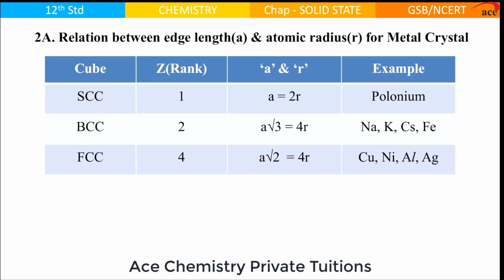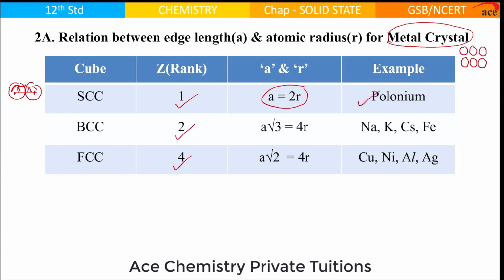Another set of formulae that you should be aware of is for metallic crystal. Remember, when you deal with metallic crystal, all the spheres are of the same size. If all the spheres are of the same size, then those crystals are called metallic crystals, where SCC rank is 1, BCC rank is 2, FCC rank is 4. For SCC, spheres are present like this, and from this end to this end, it is R and R. So that was the edge length. So edge length a is equal to 2R.